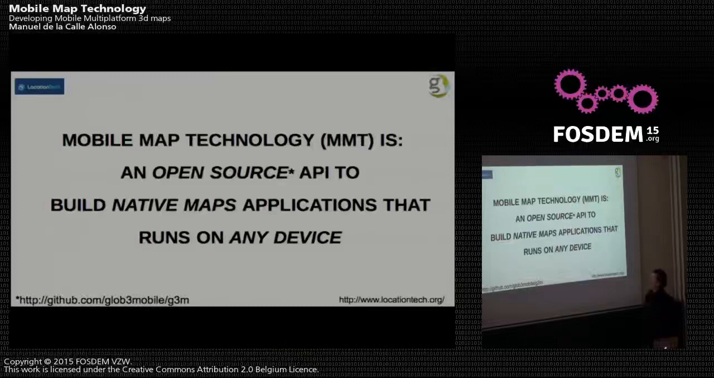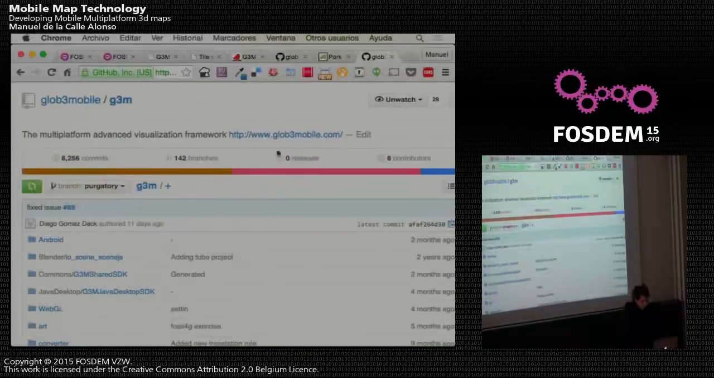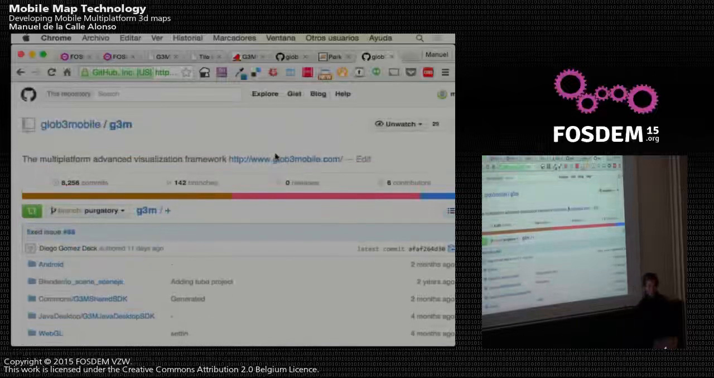Okay, what is mobile map technology? Mobile map technology is a library. It's an open source library. The repository is here. We have a GitHub repository. Probably we will move to an Eclipse repository in the next few weeks.